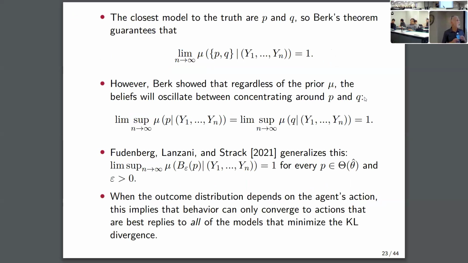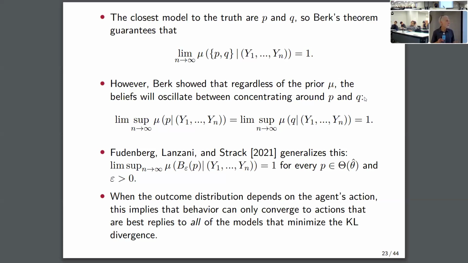But Burke shows that regardless of the prior, on those three-point support, the beliefs oscillate between P and Q. The limsup of the probability of P is one, but the limsup of the probability of Q is also one. Beliefs go back and forth and back and forth. Because yes, they're equally good, but sort of on a knife edge. Occasionally you'll get a bit more heads, and you'll say, oh, it's got to be model P. And then after a while, they'll get around the tail to think, oh, it's got to be model Q.